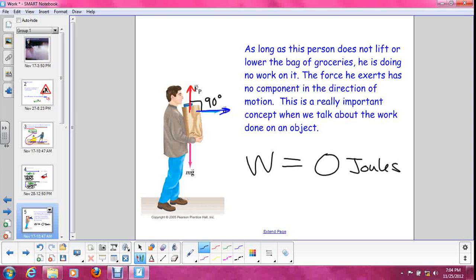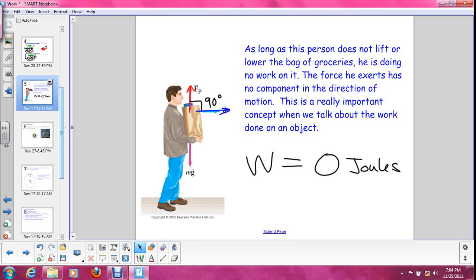You only do work on an object when it moves. If the object does not move, or if it moves perpendicularly to the force applied, there is no work done.